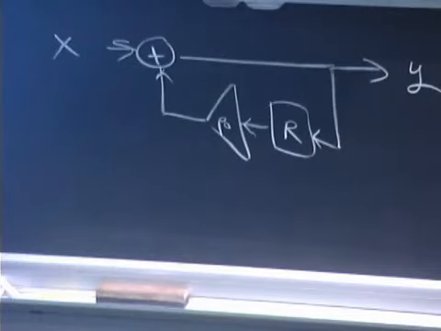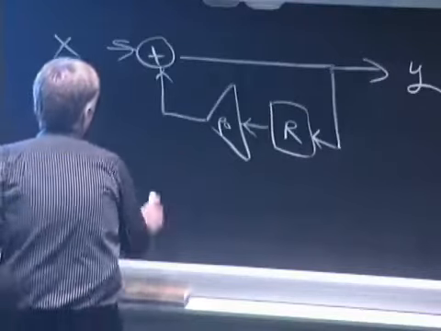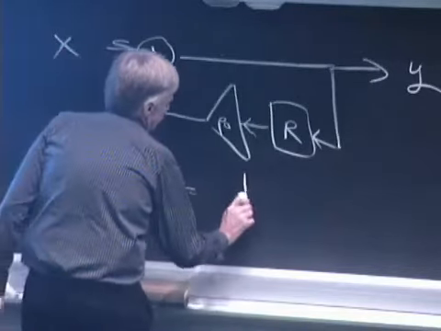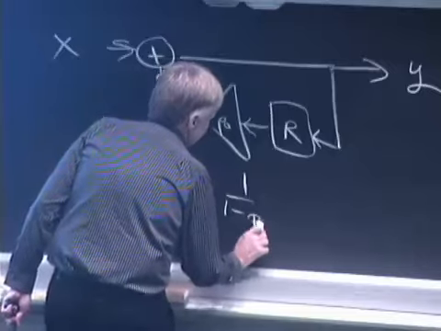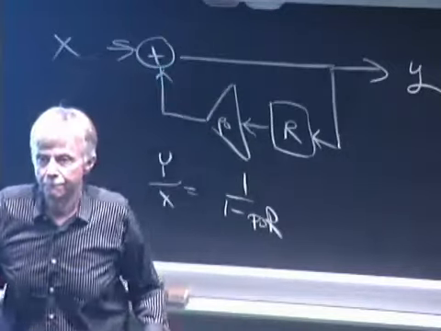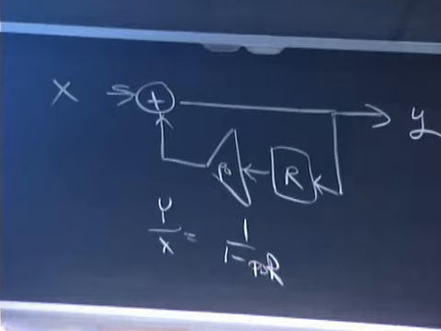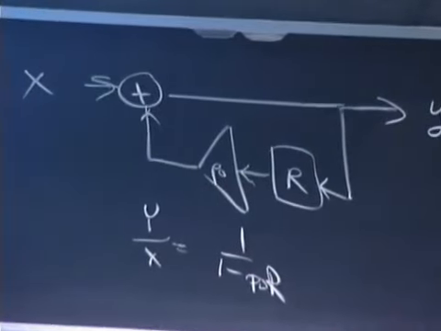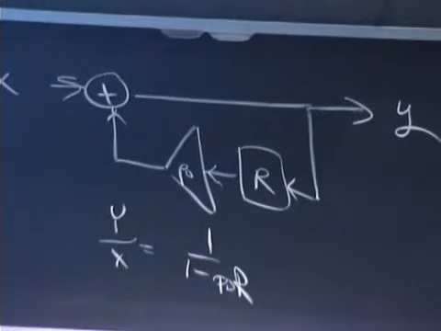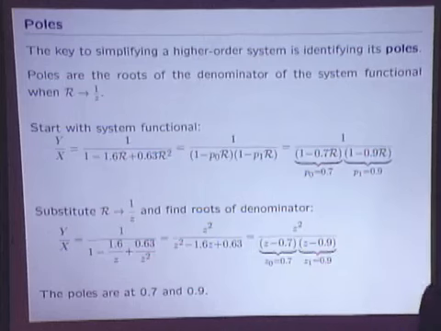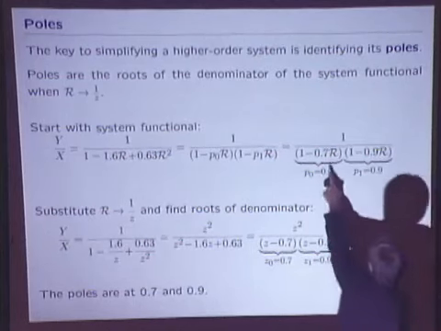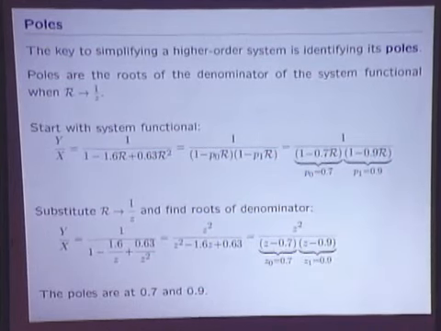And that had a system function of the form Y over X is 1 over 1 minus p0 R. So if you can coerce all the parts to look like 1 over 1 minus p0 R, then according to that, here's a pole and there's a pole, just by canonic forms and matching up the terms in a canonic form, right?